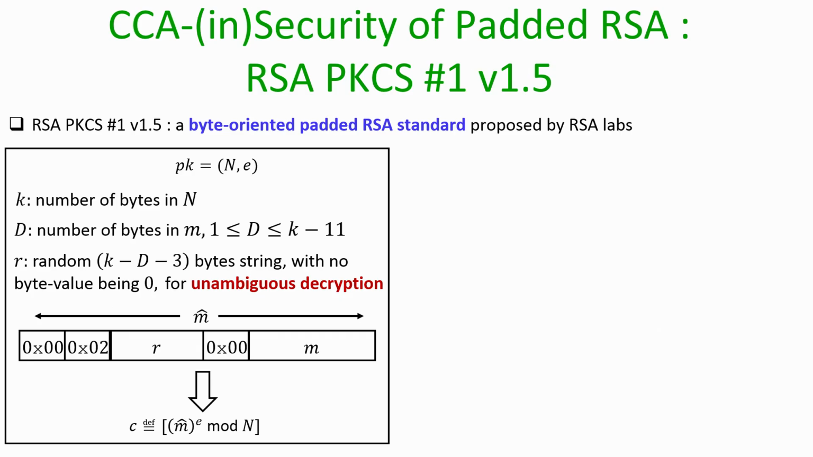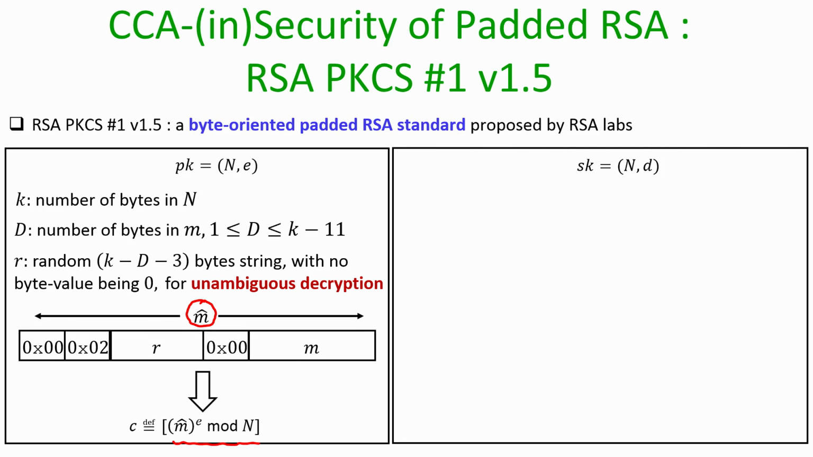Remember, even if this padded message m hat is not an element of Zn star, it is fine, because we have seen that the RSA function and the inverse function are inverses of each other even if the resultant element is an element of Zn rather than Zn star. So, it does not matter whether this padded element m hat belongs to Zn star or Zn, we can safely apply the RSA encryption function to encrypt this padded group element m hat, and the resultant ciphertext is c. That is the way this byte-oriented RSA standard performs the encryption.